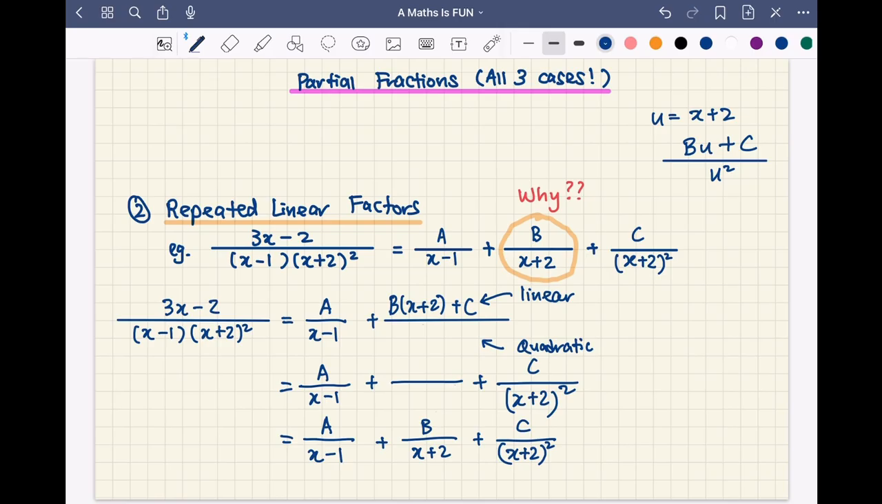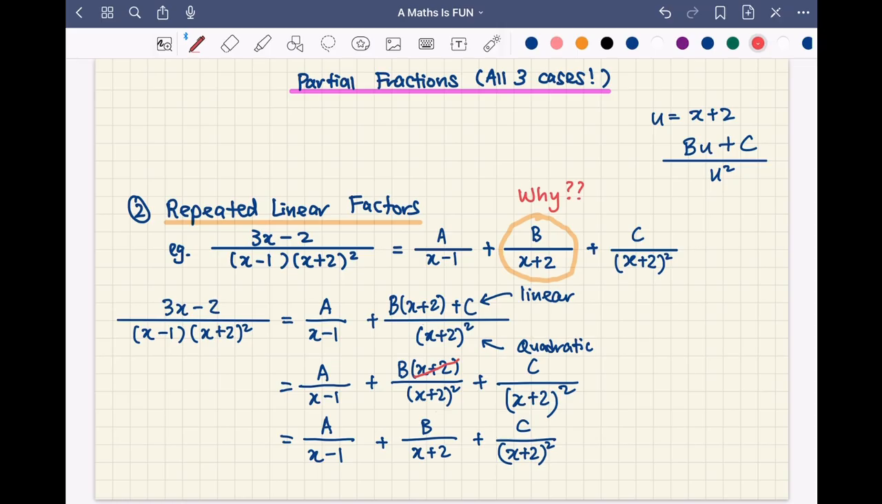And then in the denominator, of course, replacing back with the x plus 2, then we will have (x plus 2) squared. And then when we split them up, we actually get B times (x plus 2) over (x plus 2) squared. And then of course, realizing that for the second fraction, we actually can divide x plus 2 top and bottom.